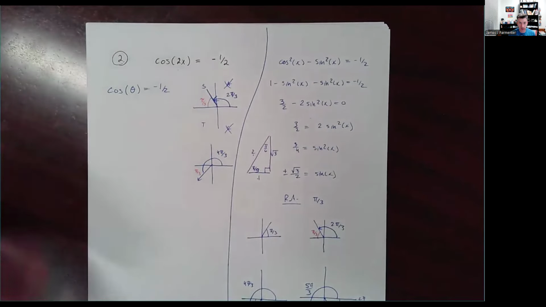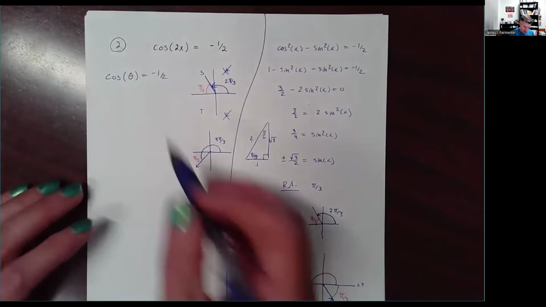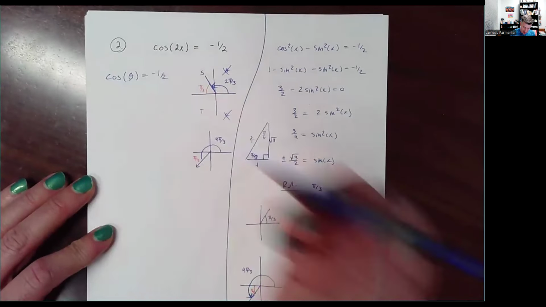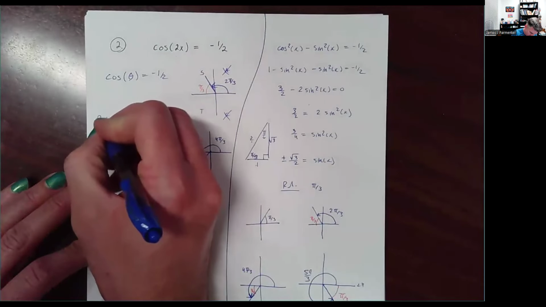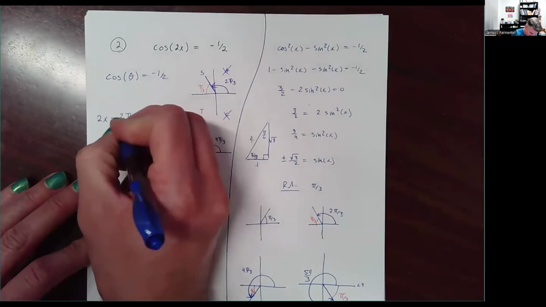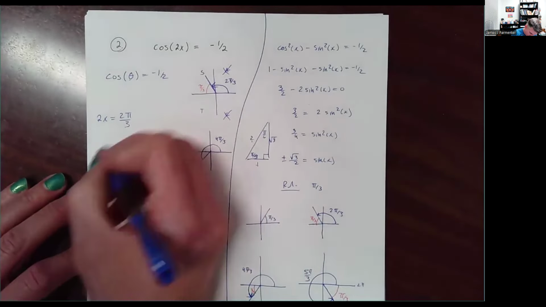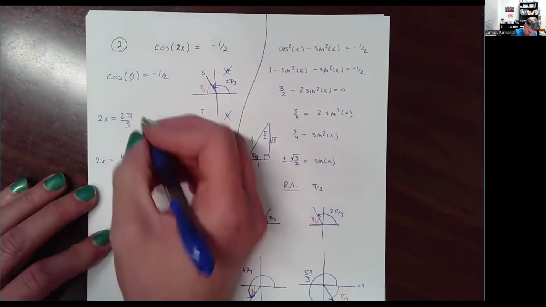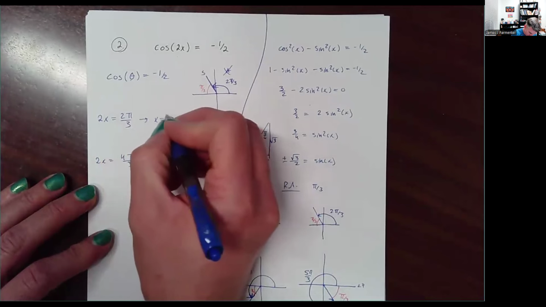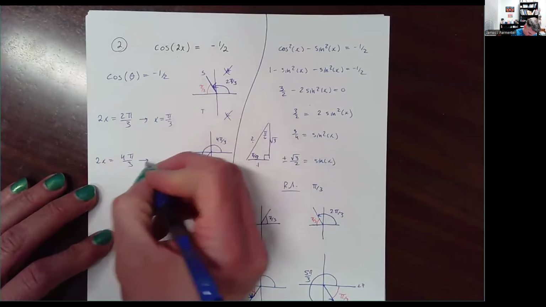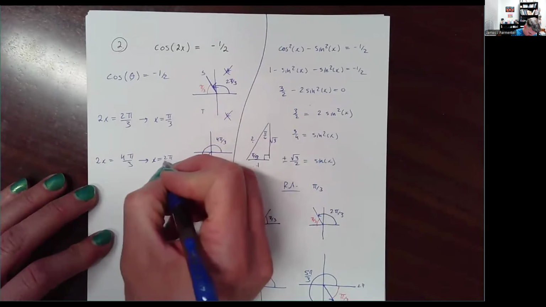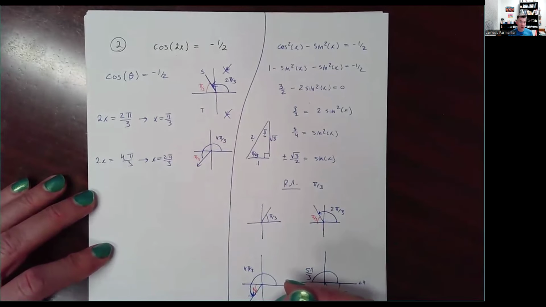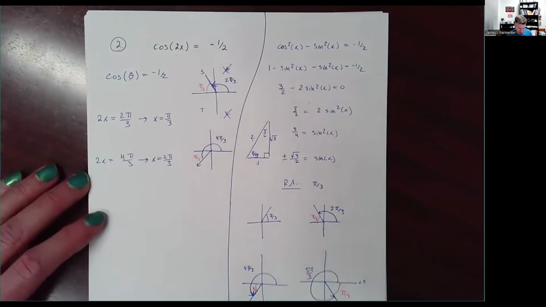Here's the deal. We don't just want our angle to be 2 pi over 3. Well, I mean, we do theta, but our angle is 2x. What we're going to actually say is, great, we're going to get 2x equal to 2 pi over 3, and 2x equal to 4 pi over 3. So that we actually get x equal to pi over 3 and x equal to 2 pi over 3, dividing both sides by 2. The problem is that's not enough answers. So let's think a little bit more about this.